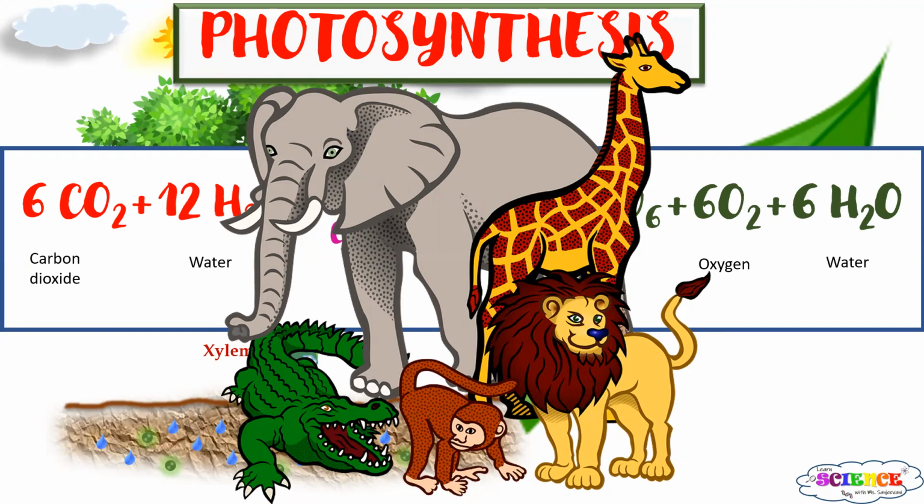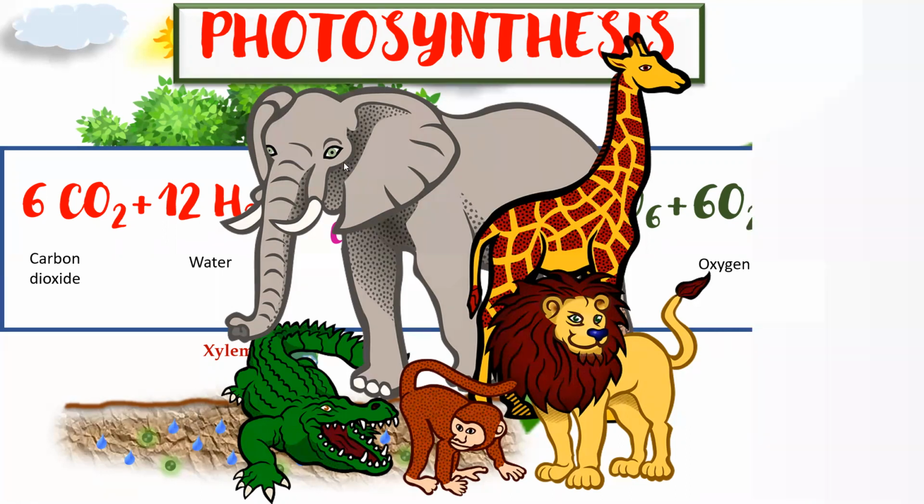Secondly, it is also providing oxygen, which is necessary for survival, right? Oxygen is required by each and every organism to survive, to produce energy. So oxygen is also produced in this process, that is photosynthesis.